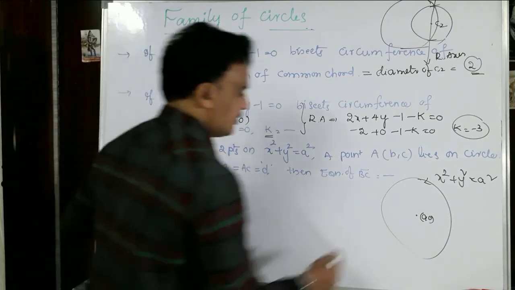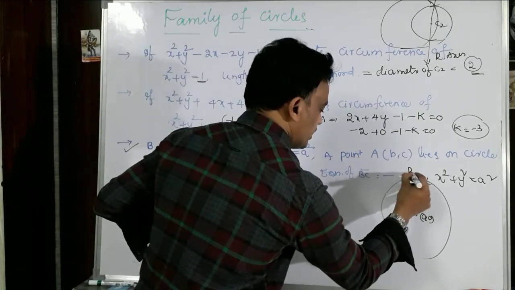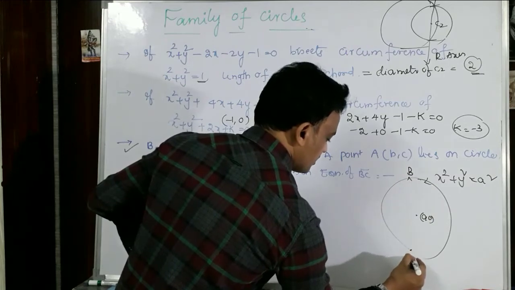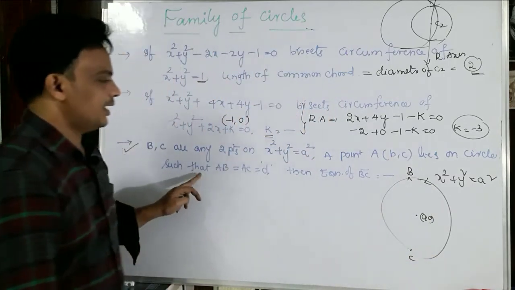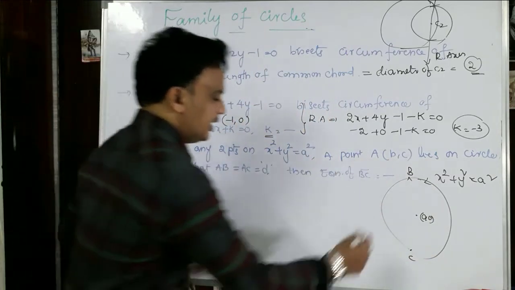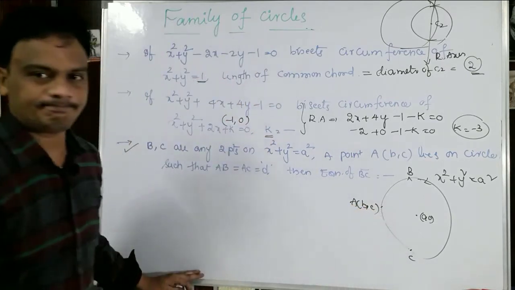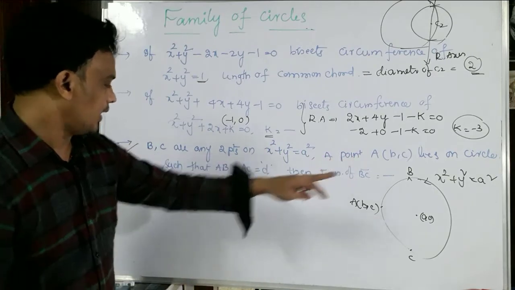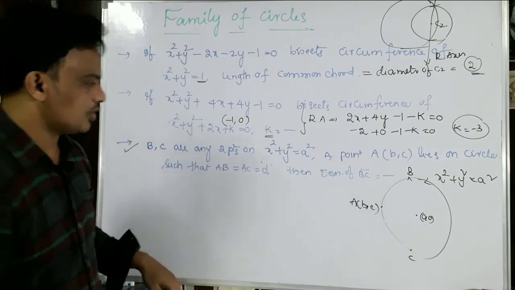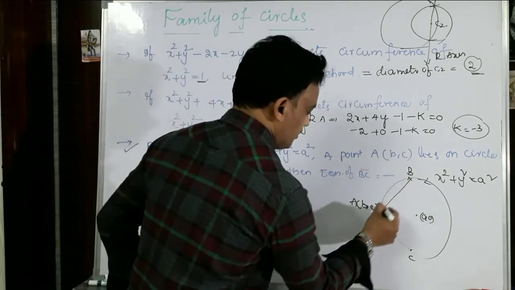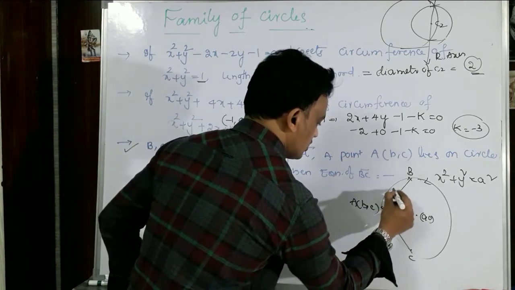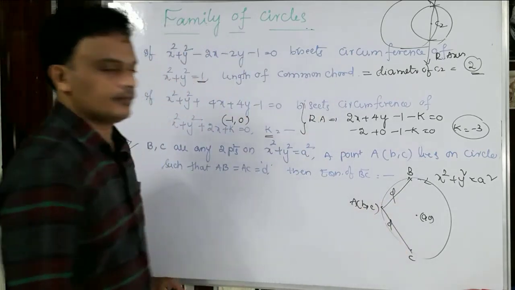First of all, let us take that B and C are any 2 points. Then the point A, B comma C, lies on the circle such that AB equals AC, which is equal to D.